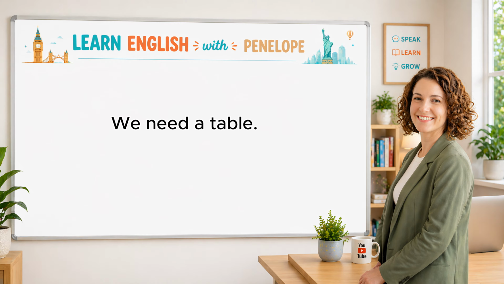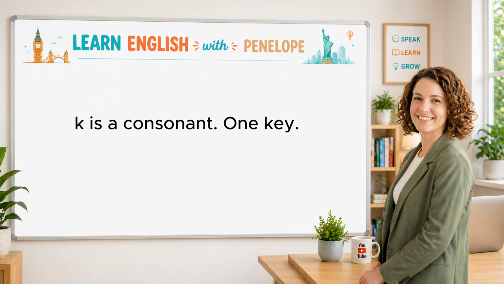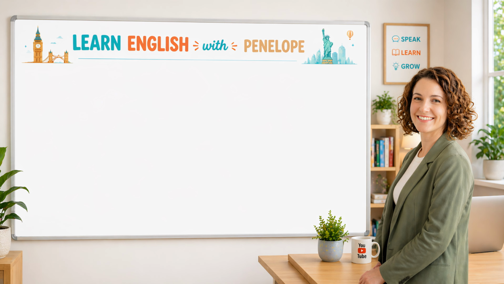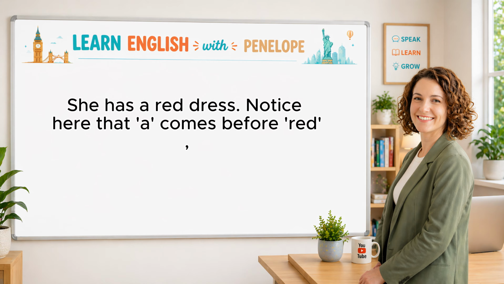We need a table. Example 10. I found a key. The word key starts with K. K is a consonant. One key. I found a key. Example 11. She has a red dress. The word red starts with R. R is a consonant. One red dress. She has a red dress.